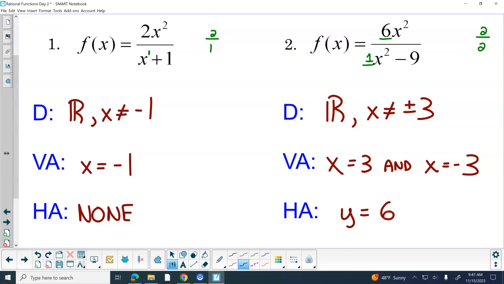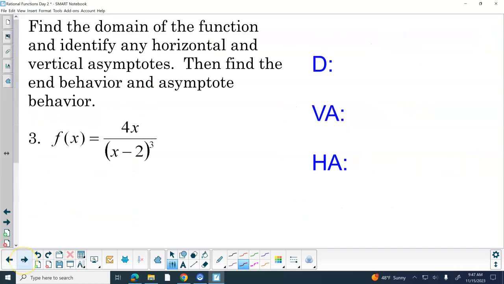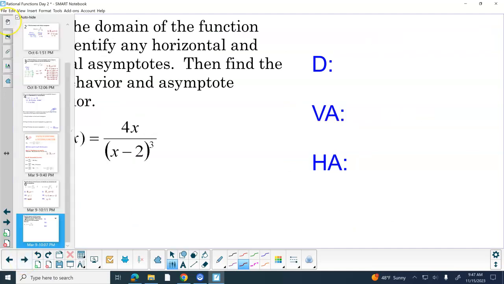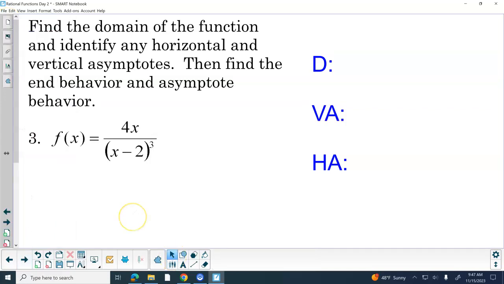Okay? I think this is the last. This is the last. Yes. Okay? So for this function, 4x over x minus 2 quantity cubed, find me domain, horizontal asymptote, vertical asymptote, end behavior, asymptote behavior. Find it all. Go.